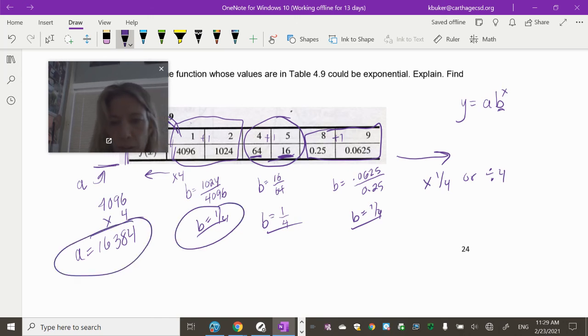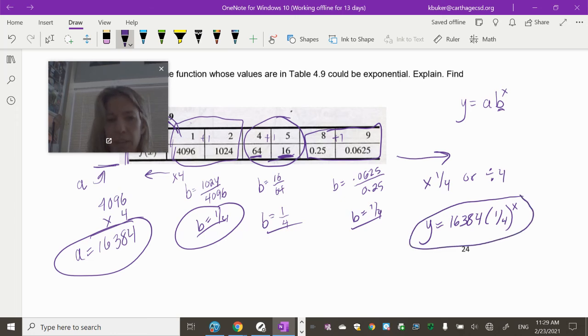So now I can write my exponential equation that goes to this table: 16,384 times 1/4 to the x, or you can write 0.25 if you wish. You can write the growth factor as a decimal or a fraction if necessary, and that's my final answer. And again, you can always check these. I could graph it, I could check all my points and verify that that's the answer.